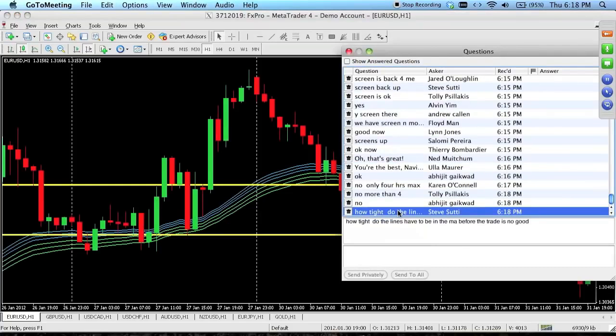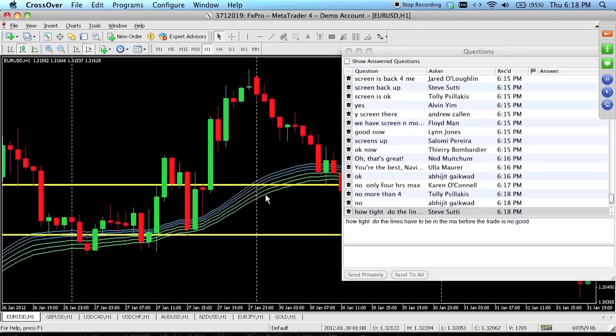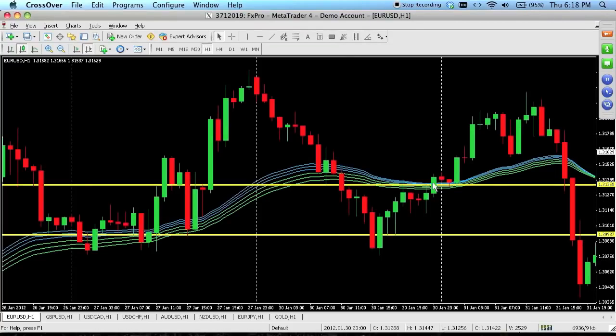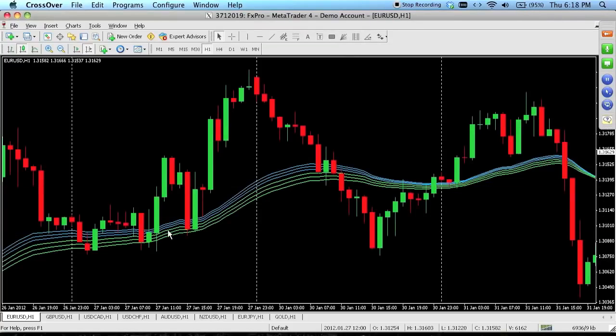Okay, how tight do the lines have to be to the MA before the trade is no good? Wait, Steve, can you repeat that again? How tight do the lines have to be in the MA before? Oh, okay, you're talking about the congestion. Okay, let's take a look at a congested area. Can you actually look through all of these MAs? Can you look in between all of them and see black space? You can see them, right?